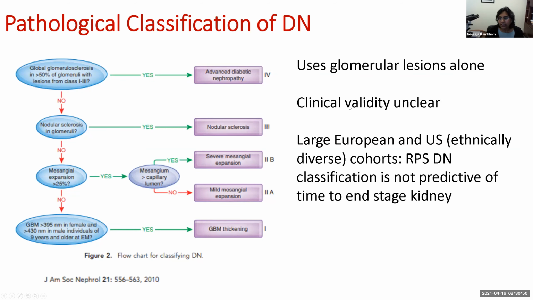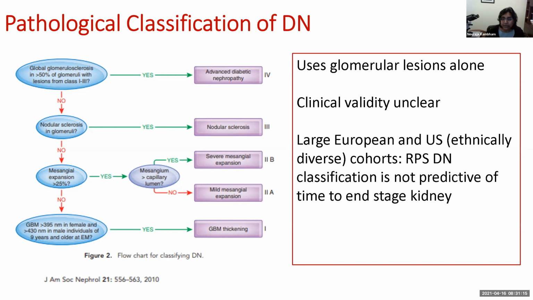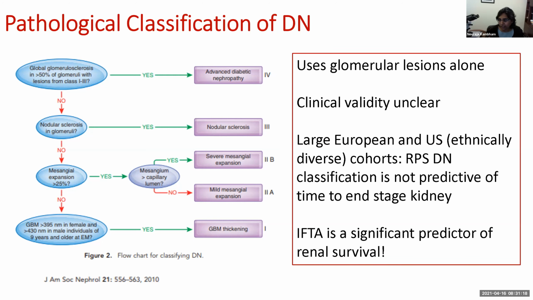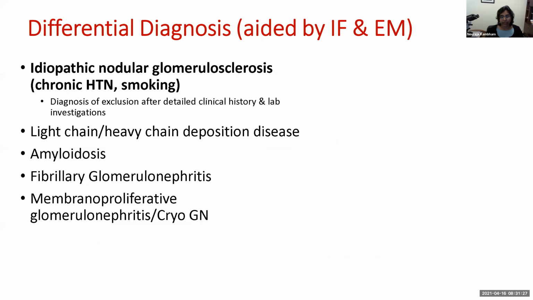The earlier studies showed the value of the diabetic nephropathy classification, but in subsequent studies it's not very clear. There are some large European and US studies, especially US studies involving ethnically diverse populations, and these large cohorts show that the diabetic classification is not predictive of time to end stage kidney disease. But one thing that is predictive is that tubular atrophy and interstitial fibrosis is an independent predictor of renal survival. So I think the tubulointerstitial compartment seems to be the more important compartment.